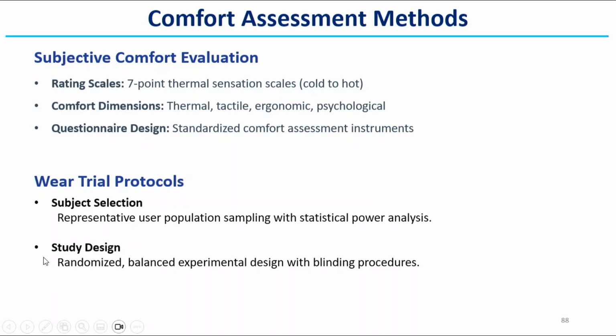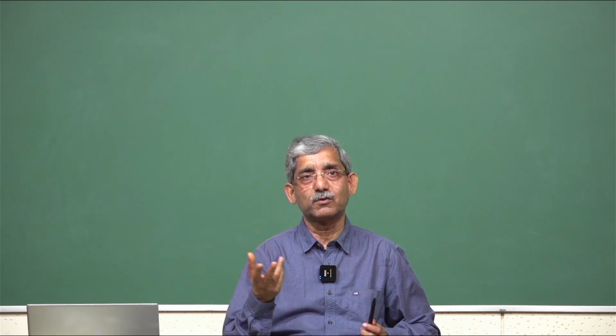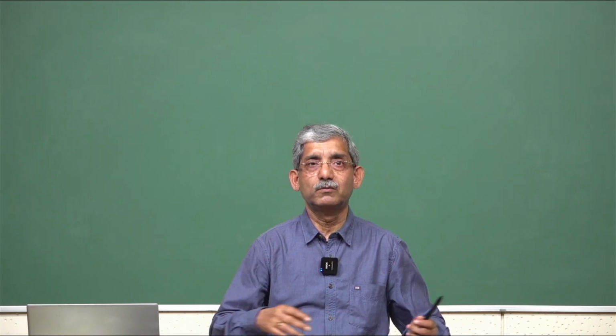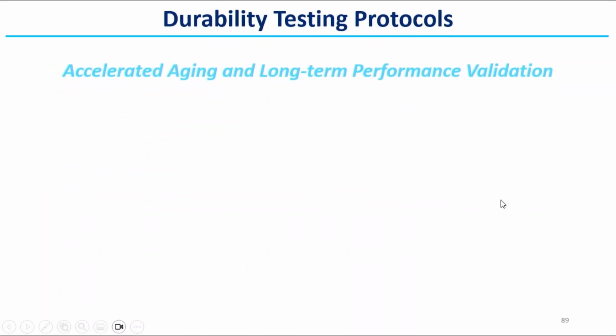So, different types of subject selection, representative user population sampling. For example, if we want to do the trial for the military, we use defense personnel. If you want to design the clothing for athletes, you must use the right population, athletes. Study design: randomized, balanced experimental design can be used, and durability protocols.